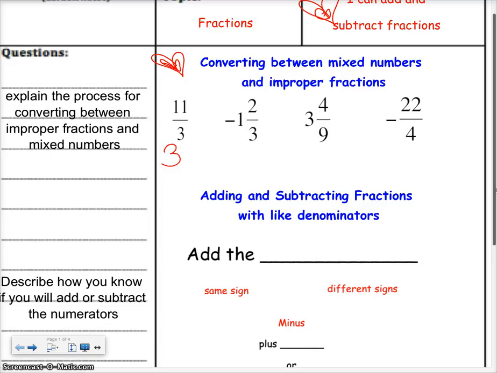What do I have left over? 2 is left over, and 3 stays as my denominator. So what it looks like is how many whole times, that's on the outside, and then you have a fraction next to it with what remains, and then the original denominator. So 3 goes into 11 3 whole times, 2 would remain, and 3 as the denominator. That's converting from an improper fraction to a mixed number.